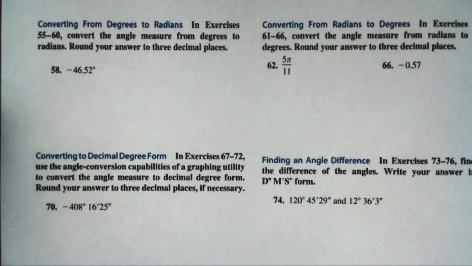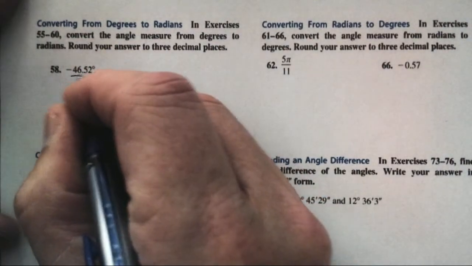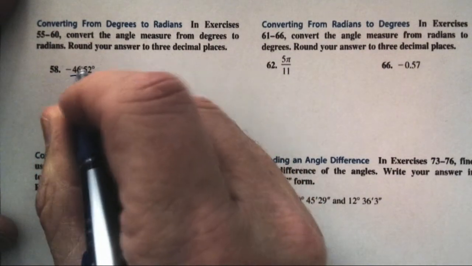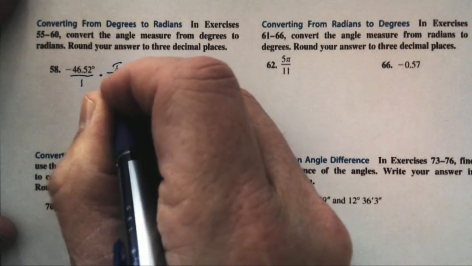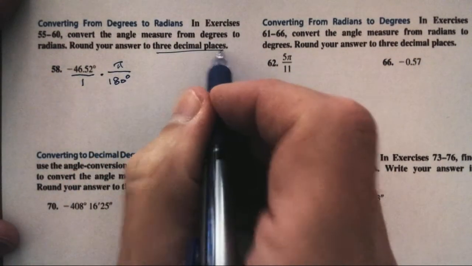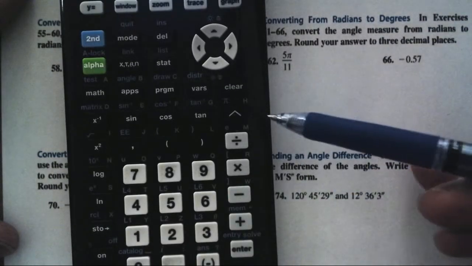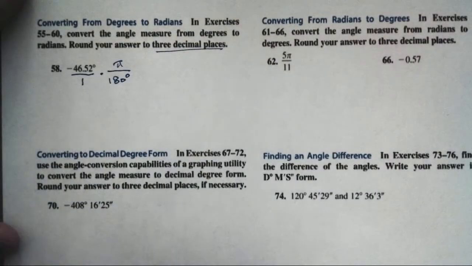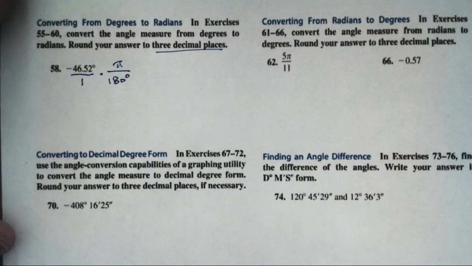Okay, in 55 through 60, convert the angle measure from degrees to radians. So I want to cancel degrees, so I create a fraction. To cancel degrees, I want my degree equivalent in the bottom and my radian equivalent in the top. I'm really just multiplying by 1. And since we're rounding to 3 decimal places, we're going to use our pi value rather than 3.14, because if I put in 3.14, I'm going to be multiplying that error, dividing, who knows what kind of error I'm going to end up with.